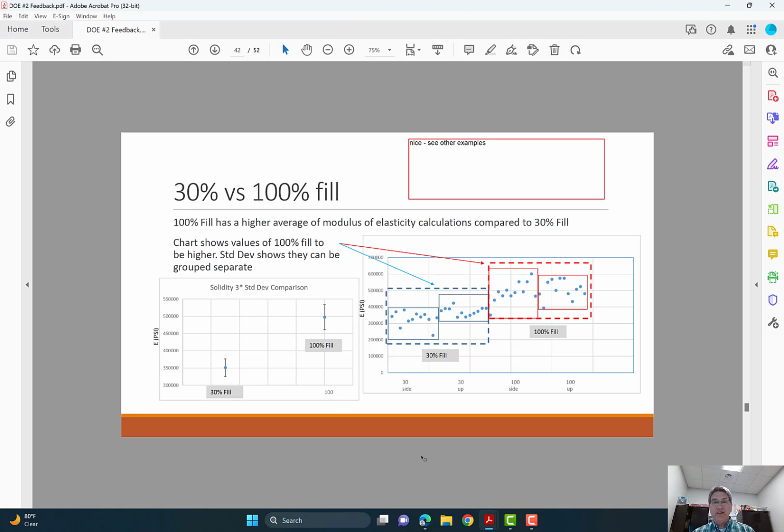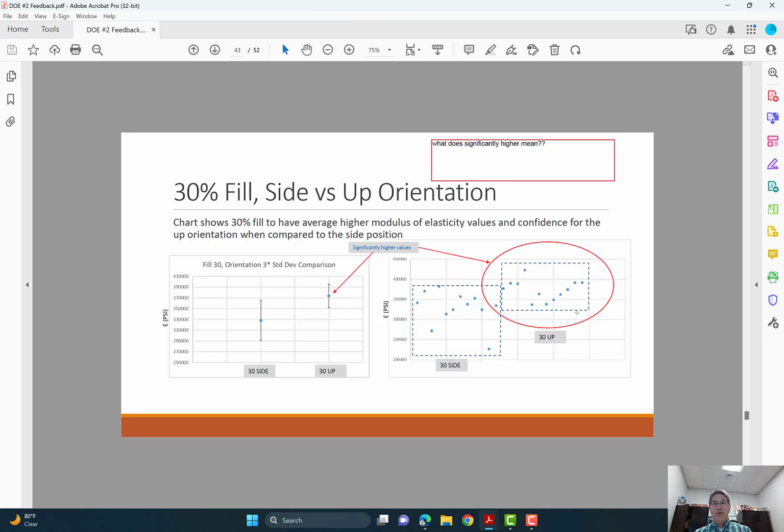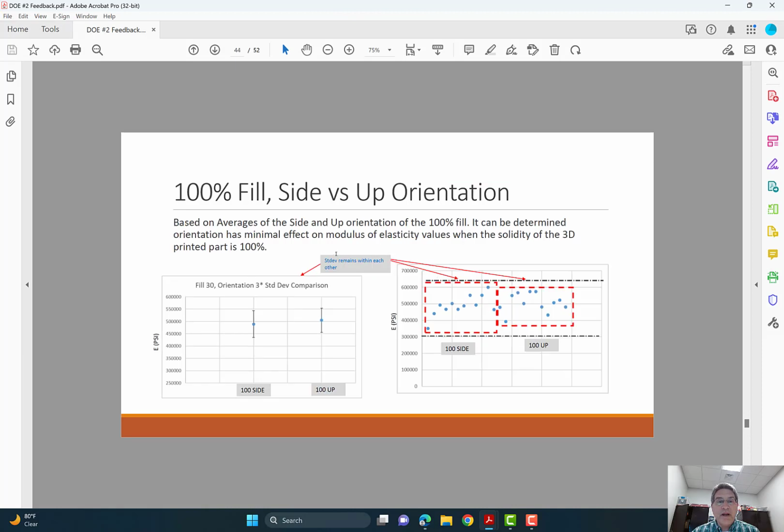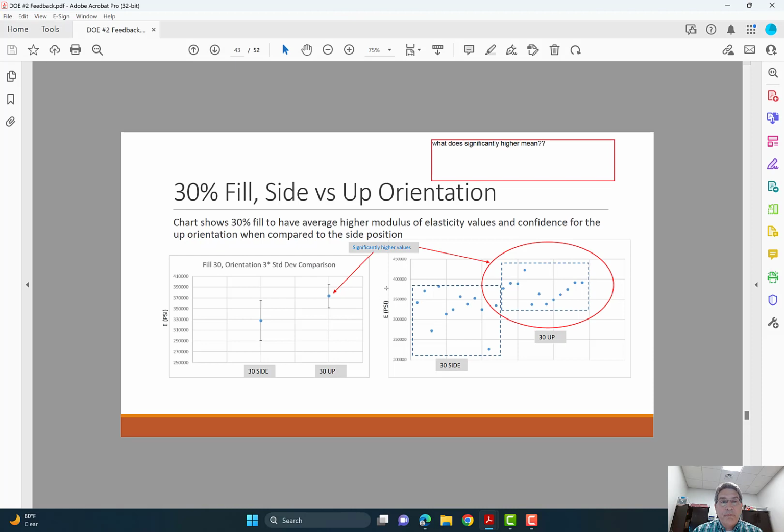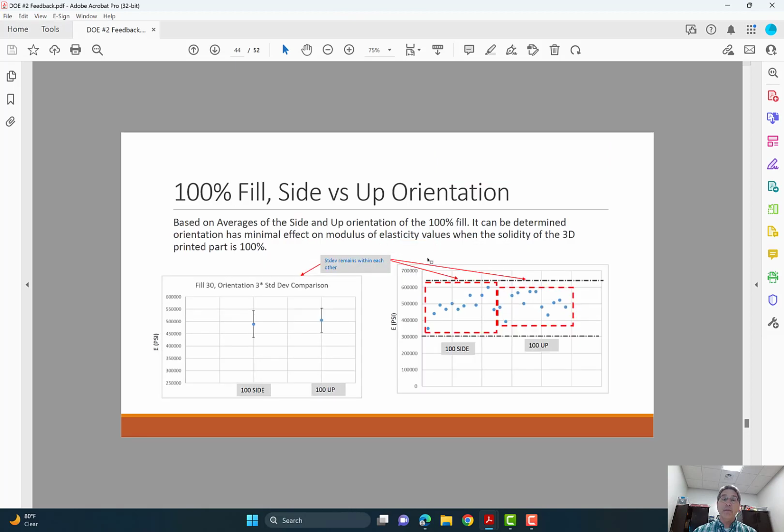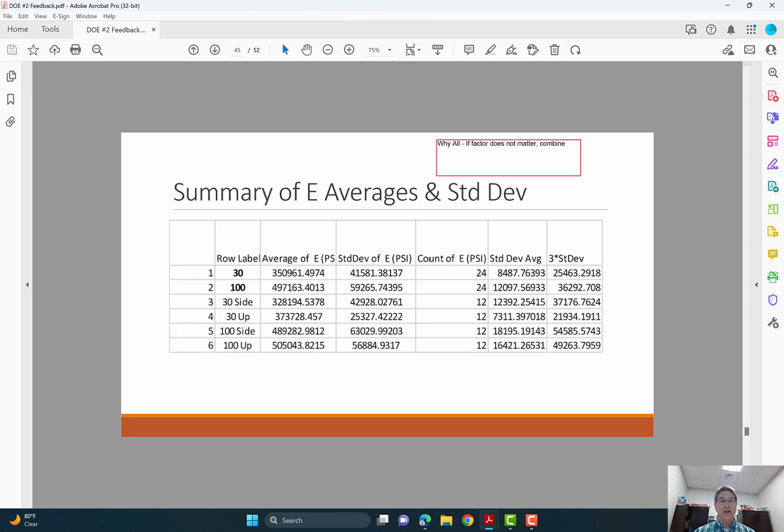Okay, this one was nice, where they had the big picture, then they brought their averages in, and they did the same thing with the side and the up here. And the only thing I pointed out here is it says, significantly higher values. What does significantly higher mean? Remember, engineering, you got to be specific, precise in your terminology.